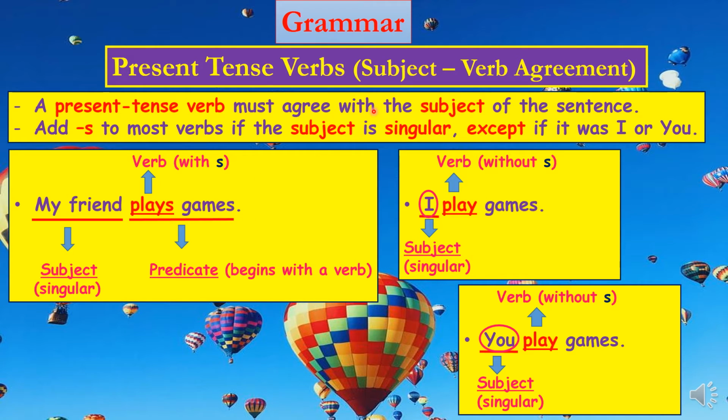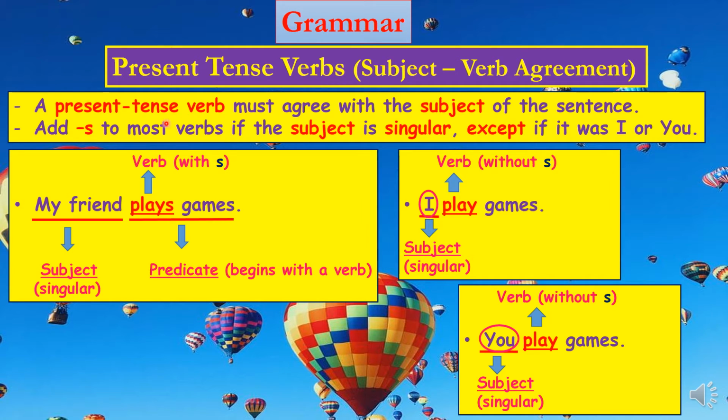Hello, my friends. Our present tense verbs continues, and this lesson is going to teach us about the relation between a subject and the verb. So we must follow the rule of subject-verb agreement. The subject must agree with the verb. Let's see what they mean by that.